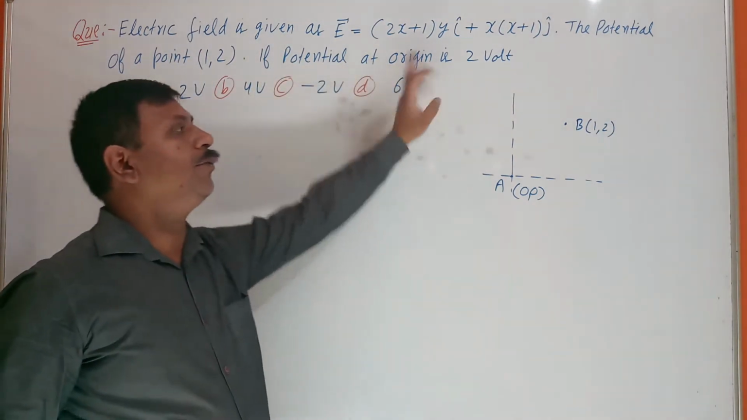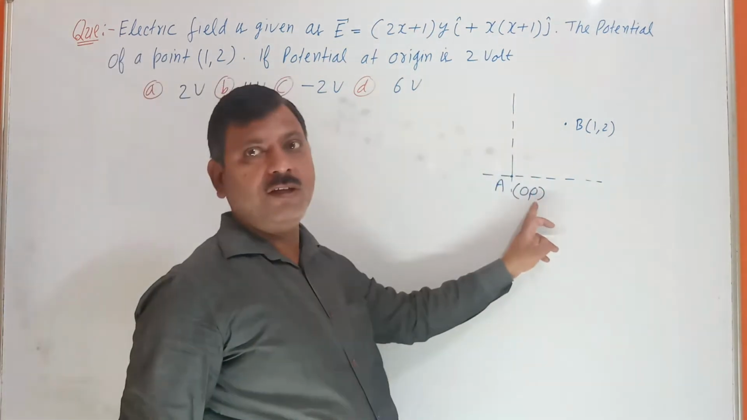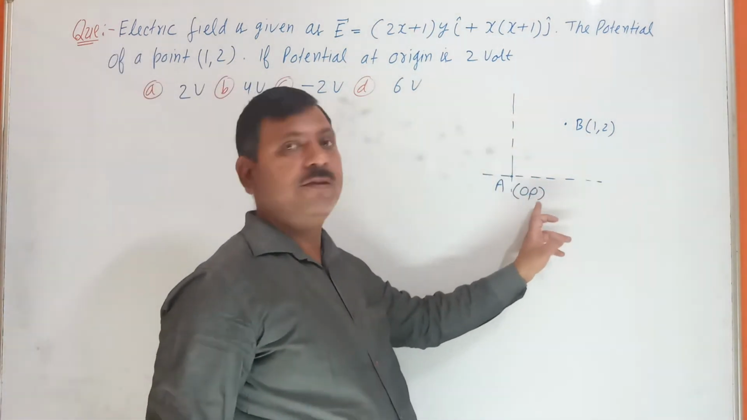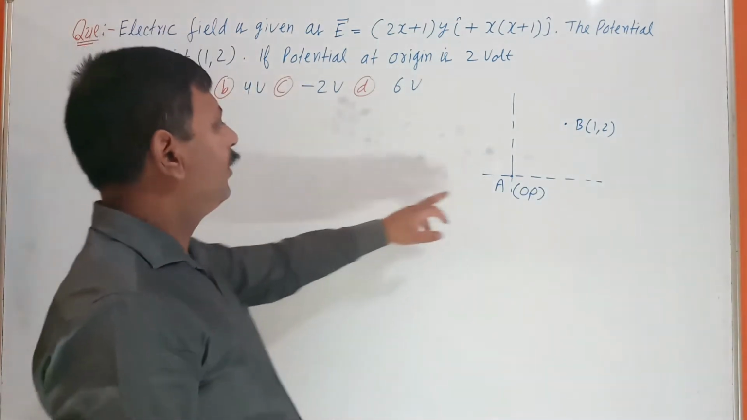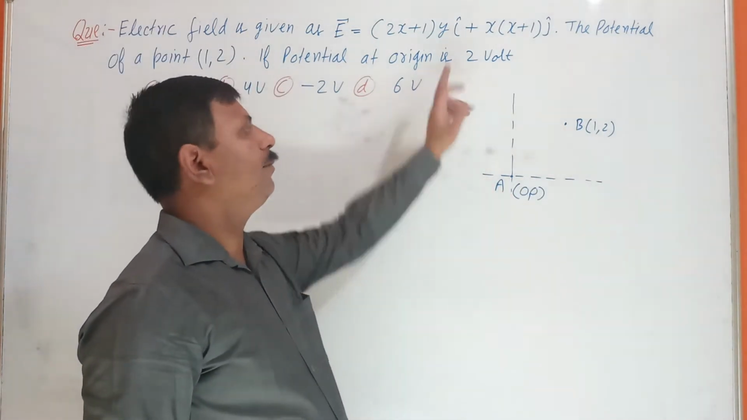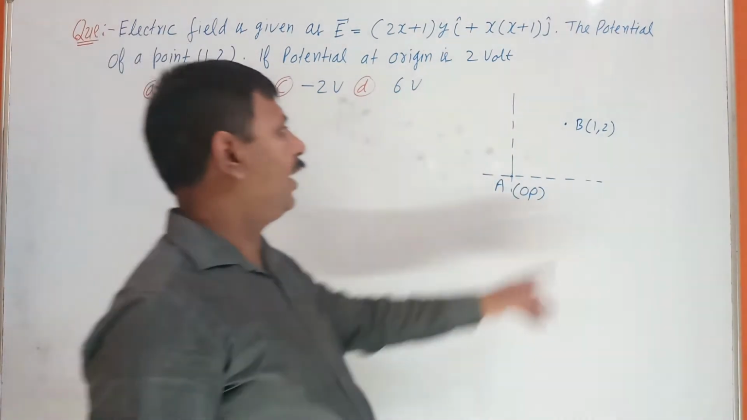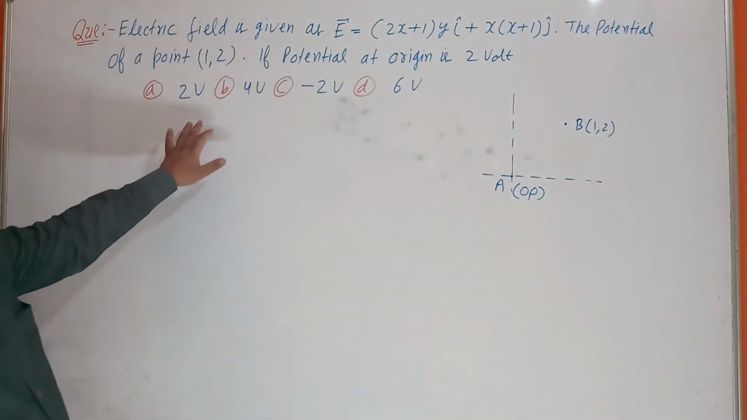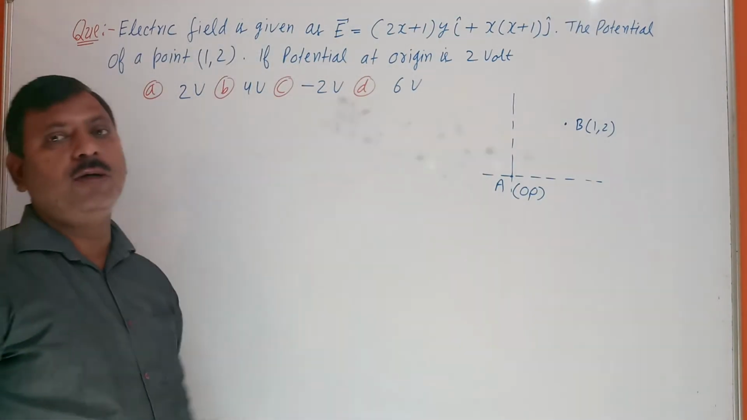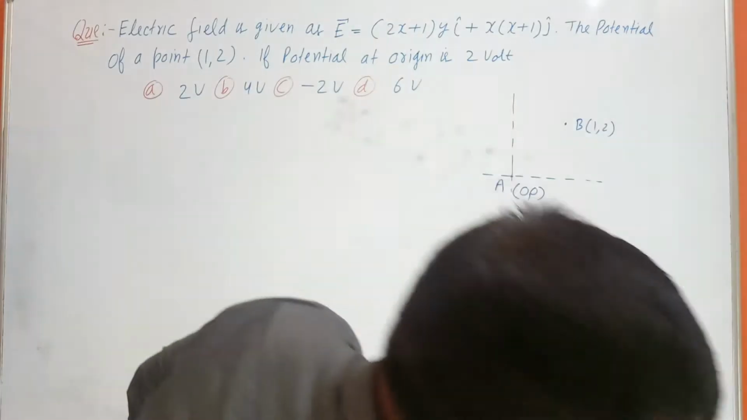If the potential at the origin is 2 volt, suppose the origin is A (0, 0) and the point is B (1, 2). At the origin they have given the potential as 2. What is the potential at point B? The options are 2 volt, 4 volt, minus 2 volt and 6 volt. Then how will we solve this problem?